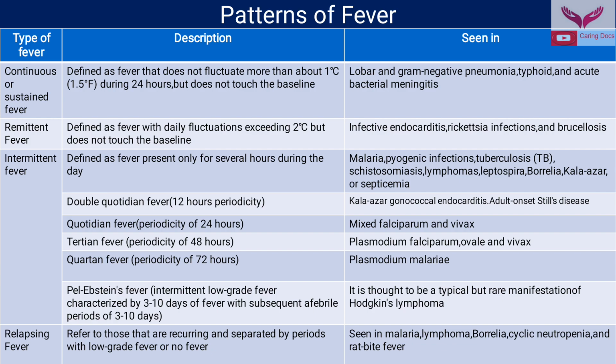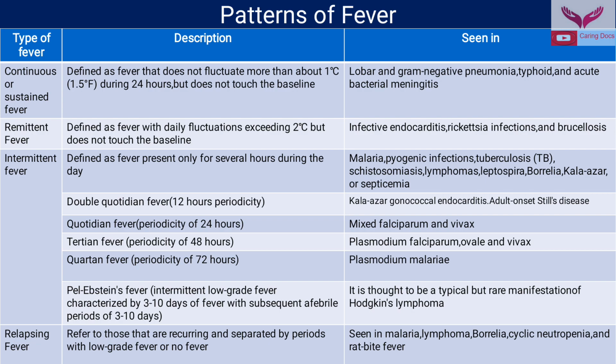The different patterns of fever which are seen begin with continuous or sustained fever. It is defined as fever that does not fluctuate more than 1 degree Celsius or 1.5 degrees Fahrenheit during 24 hours, but it does not touch the baseline. It is seen in lobar and gram-negative pneumonia, typhoid, and acute bacterial meningitis.